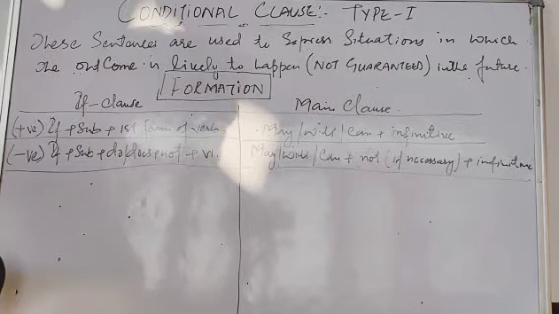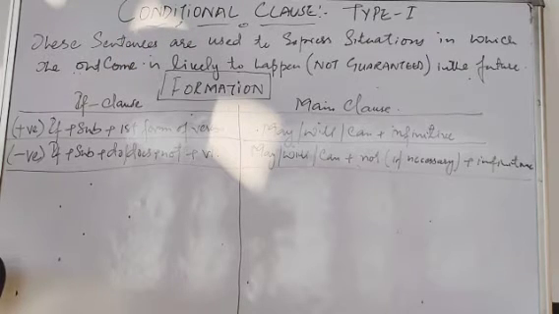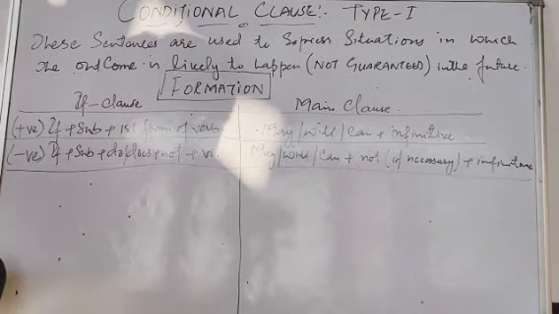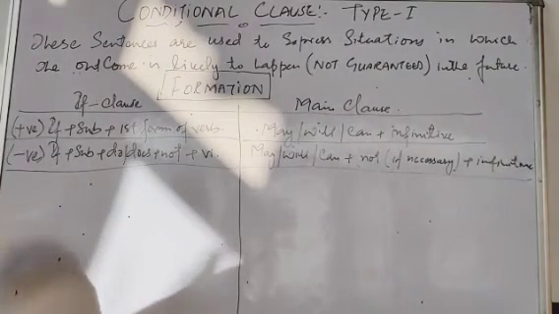Conditional clauses, as you know, are factual implications. These are actually hypothetical situations in which we assume a situation and likewise comes its result. There are basically four types of conditional clauses: type first, second and third, and we have one more conditional clause, that's zero condition. Today we will try to learn type first of it.